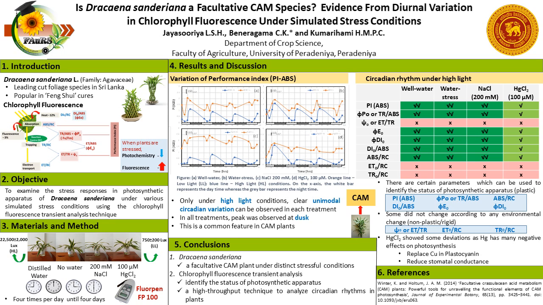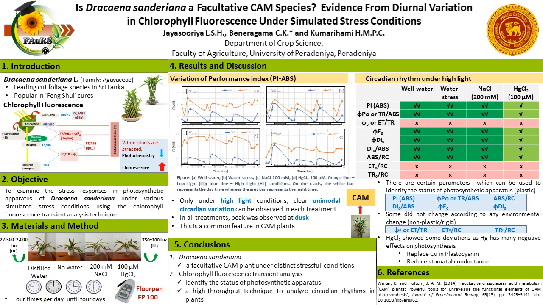The specialty here is that the peak was always observed during the dusk. This is a very common feature in CAM plants because in CAM they keep their stomata open during the night and fix carbon dioxide to produce oxalate. Then it is reduced to malic acid, and those malic acids are stored in vacuoles to be released to the Calvin cycle during the daytime when the stomata are closed. As a result, the performance during the night is always higher than the day in CAM plants.